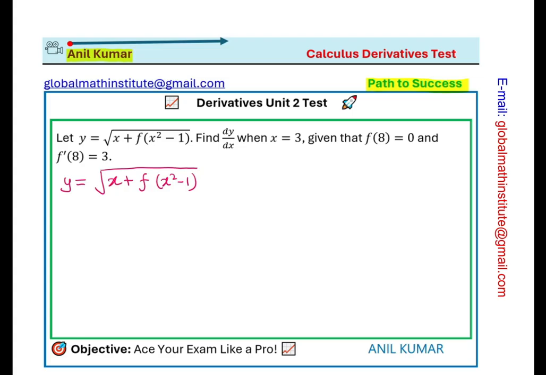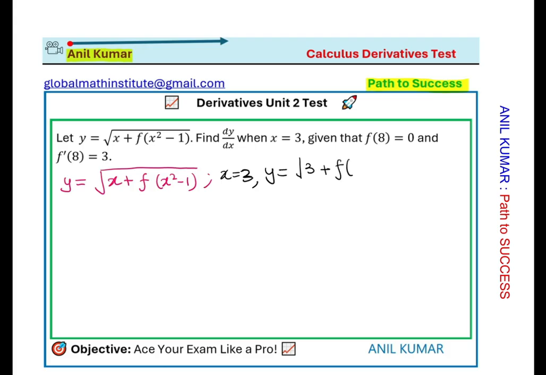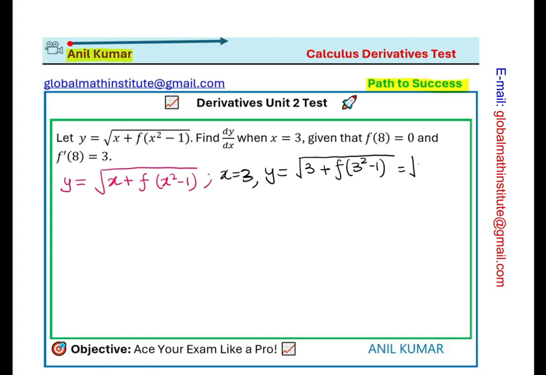So what is y when x is 3? That's kind of important to understand. So if I put x equals 3 here, then y is equal to what? Square root of 3 plus f of 3 square minus 1. So that is why f of 8 is given to us, right? So that is f of 8. So f of 8 is 0.